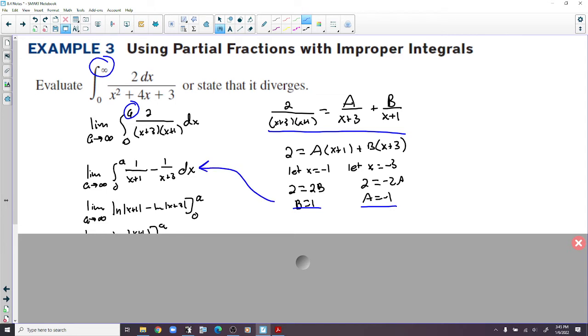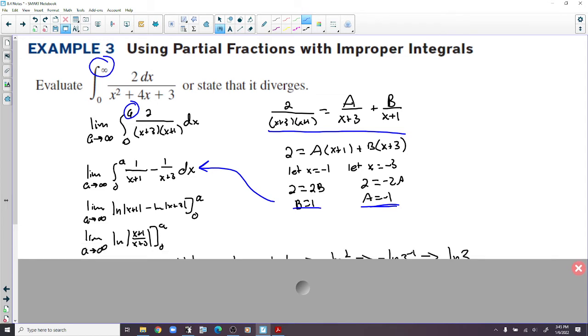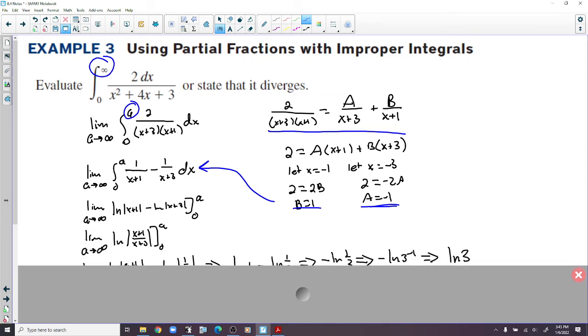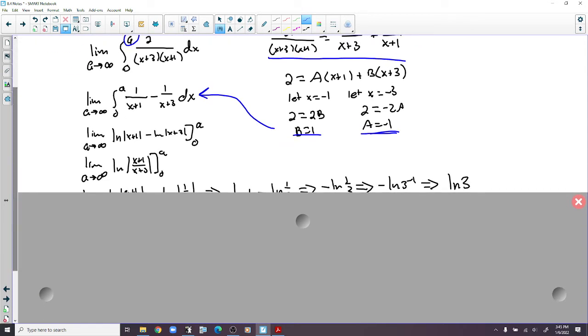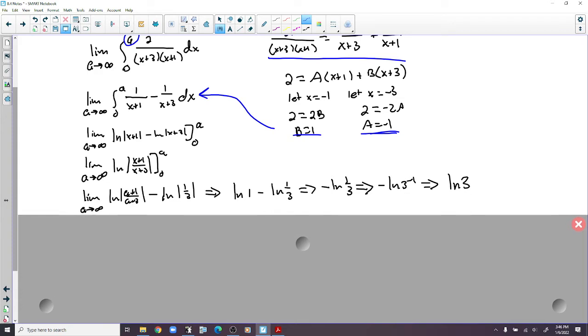And we always like to write the positive one first. So we have 1 over x plus 1 minus 1 over x plus 3. To integrate, it's the natural log of x plus 1 minus the natural log of x plus 3. We can write that as 1 log using division. And we plug the a's in right here. And when we plug 0 in, we get 1/3. So there's natural log of 1/3.